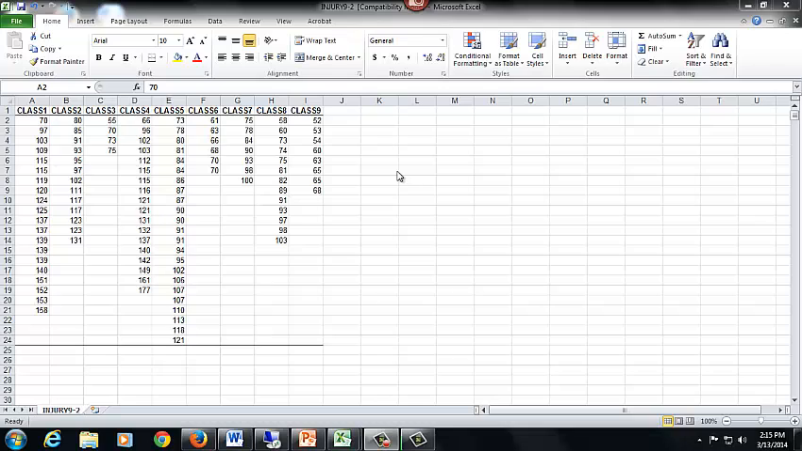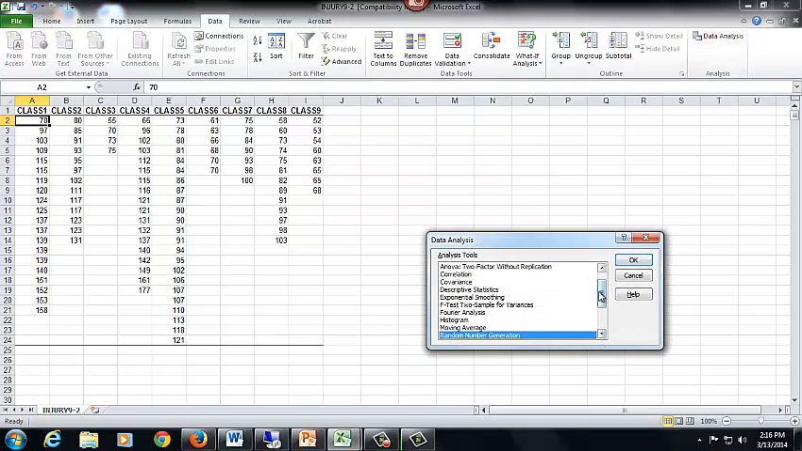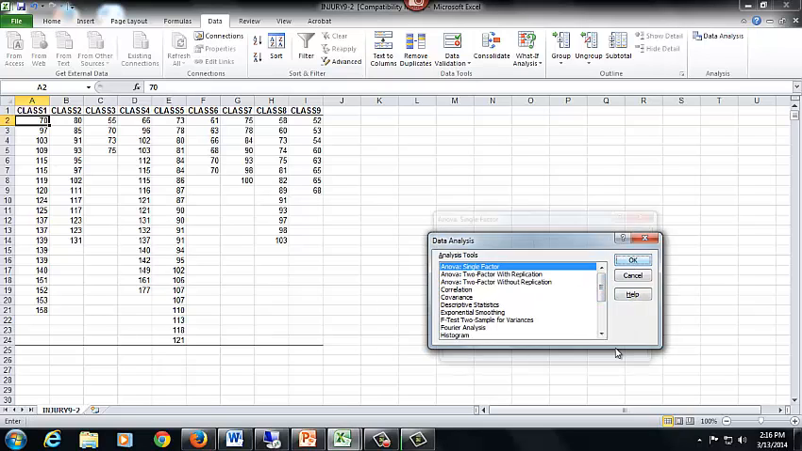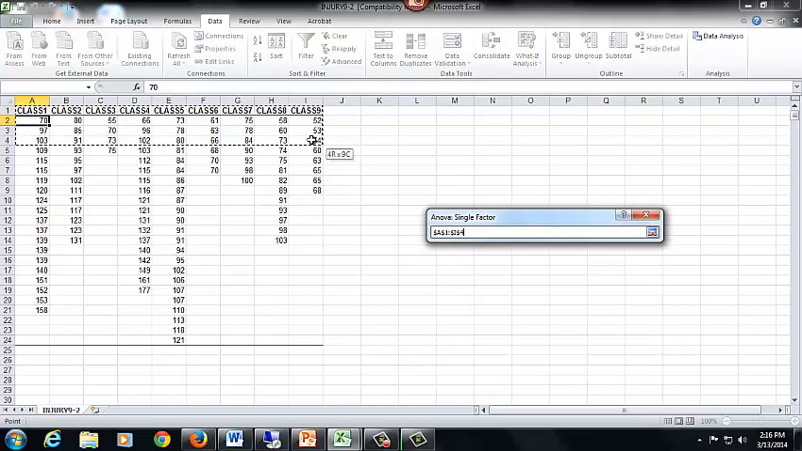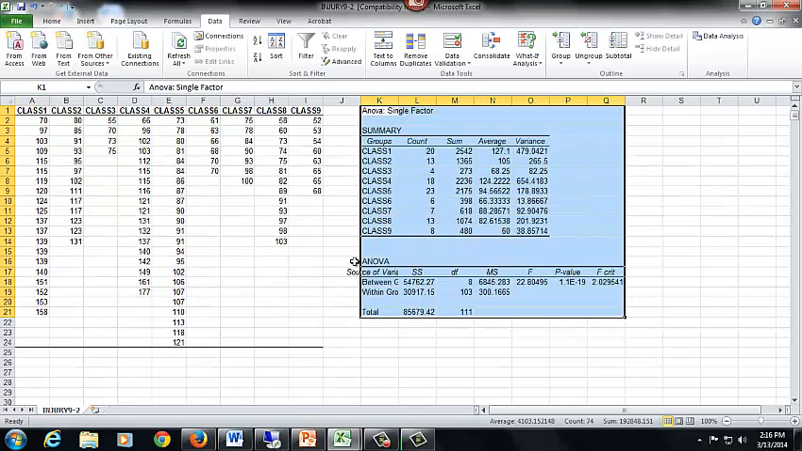All I want to do is test, is there a difference in the average number of injuries across classes? So H0, the average number of injuries is going to be equal across all 9 classes. HA, they're not going to be equal. And the way I'm going to do that is go into Data and then Data Analysis. I'm going to select ANOVA single factor, click OK, highlight all of my data. I do have labels in my first row, and I want to put my output here so I can find it, and click OK.